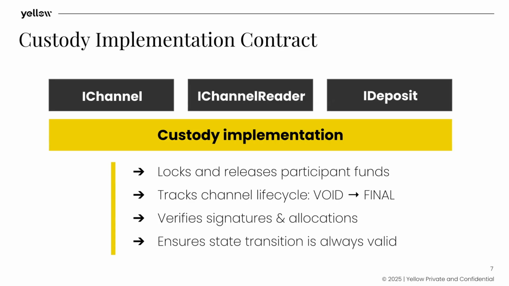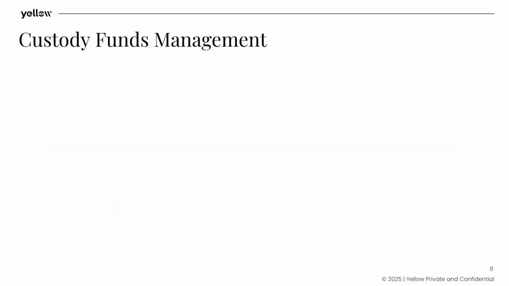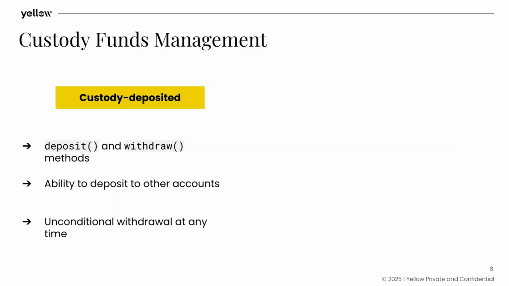Now let's see how custody manages user funds. The custody smart contract implements two types of accounting. First is custody deposited, which is also called available. This is the implementation of the IDeposit interface, meaning deposit and withdraw methods are the interaction point. One of the features is that a party is able to deposit funds to other accounts. It should also be highlighted that a user is able to withdraw funds at any point of time without any confirmation needed.